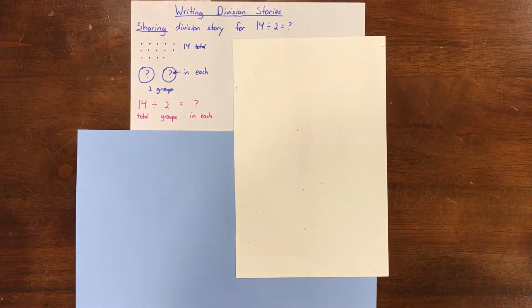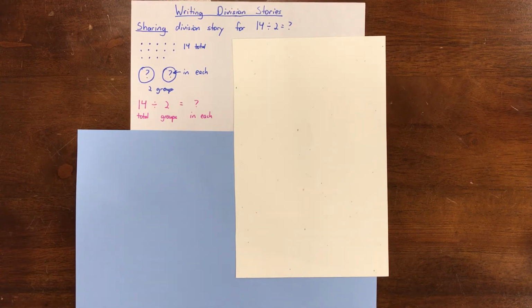So why is it important to represent the number sentence before we start to write story problems? Say it out loud. Yeah, it helps to make sure that we understand the number sentence and reminds us of what we need to put into our story problem.